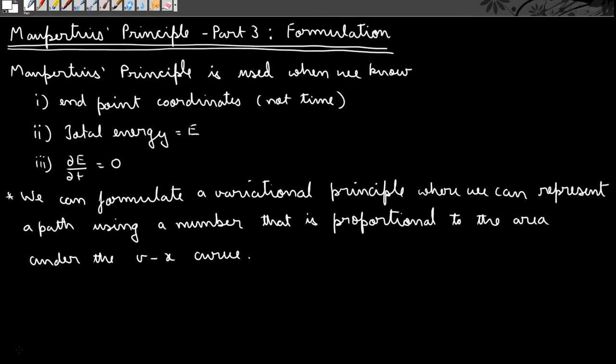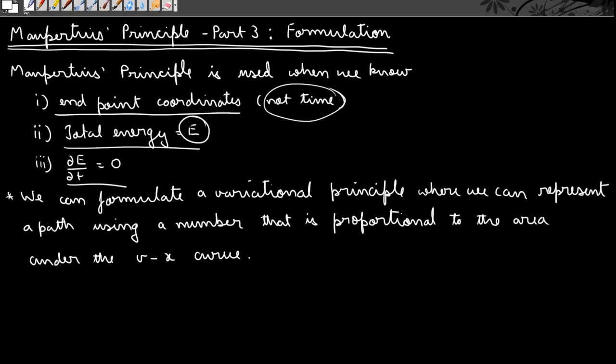This is the third part on Maupertuis principle, and in this video we are going to formulate it mathematically and see what its structure is. So far we have seen that Maupertuis principle is used when we know the endpoint coordinates but not time, plus we know the total energy of the system and that the energy must be constant, which means this is a constant.